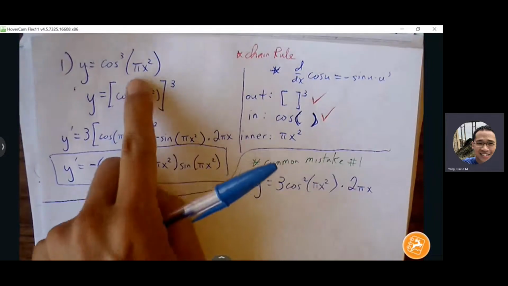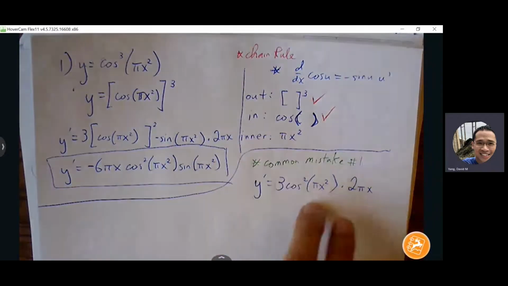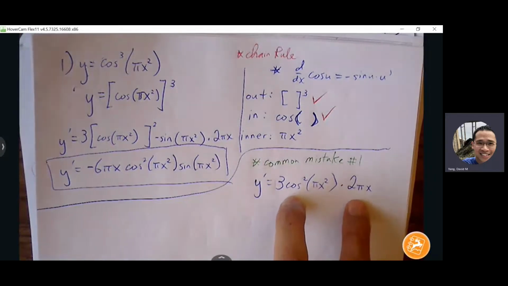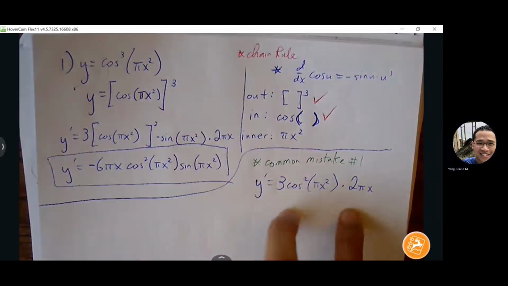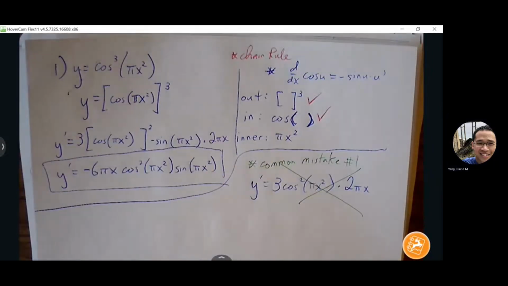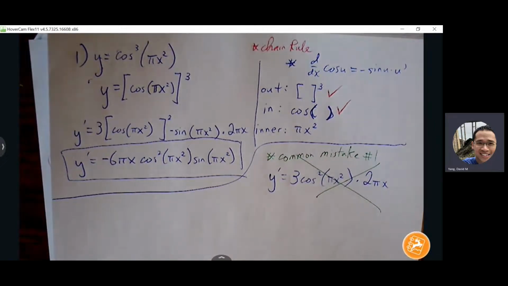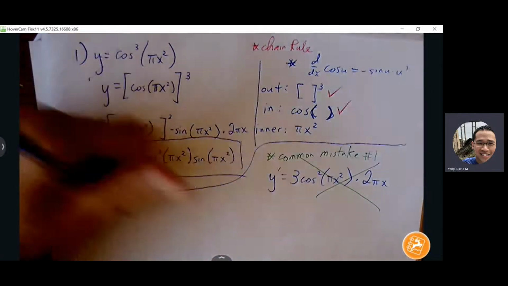So I think that's the danger. If you don't see that bracket cubed, it's easy to miss out on the fact that, oh wait, there should be a sine in my derivative. Okay, so just want to be careful with that type of approach to the problem. Here's a second common mistake.